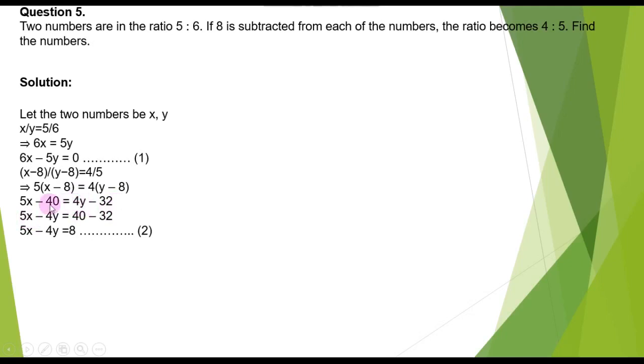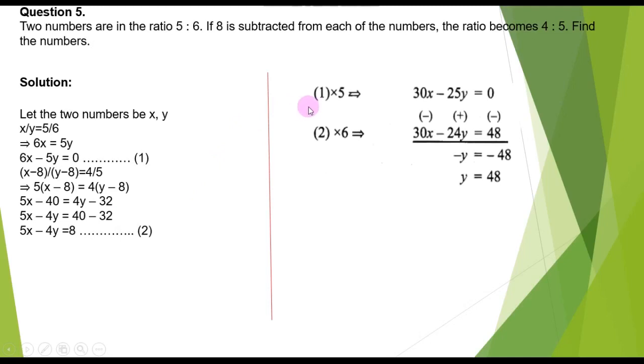Move this 4y to the left side and move this number minus 40 to the right side. So 5x minus 4y equal to 40 minus 32. Now 5x minus 4y equal to 8. This is equation 2. Now multiply equation 1 by 5 and equation 2 by 6. So here we have 30x minus 25y equal to 0. Here 30x minus 24y equal to 48.